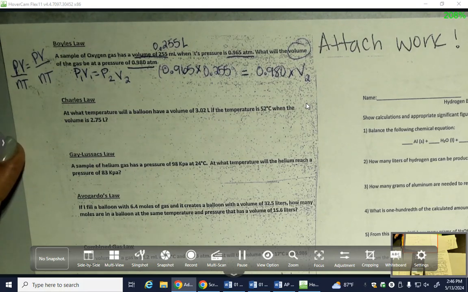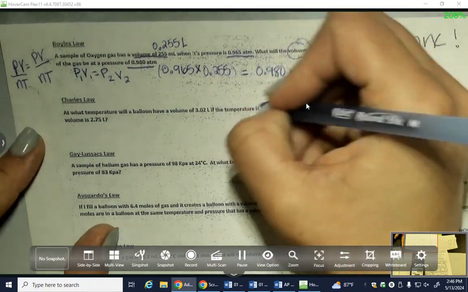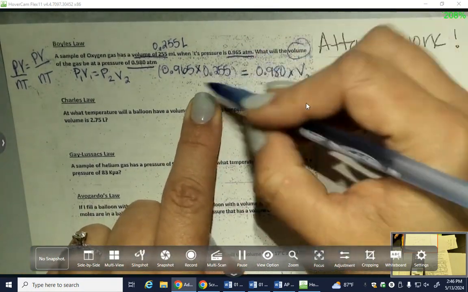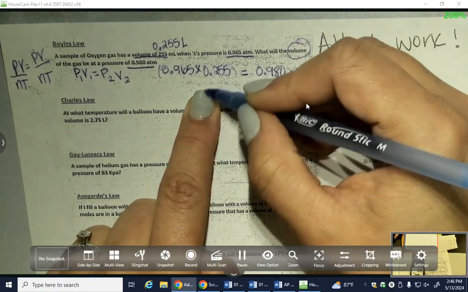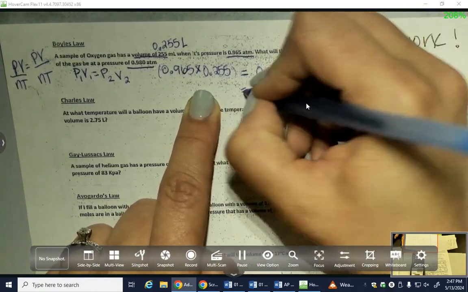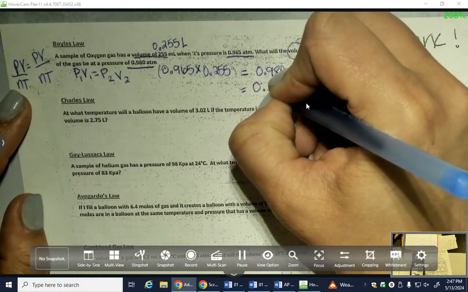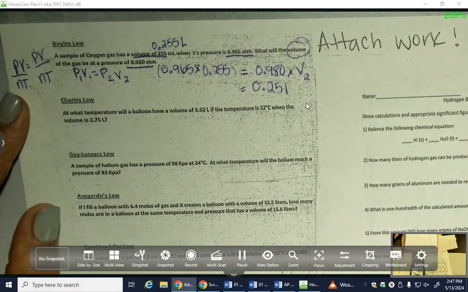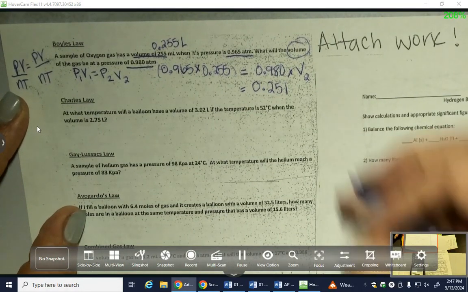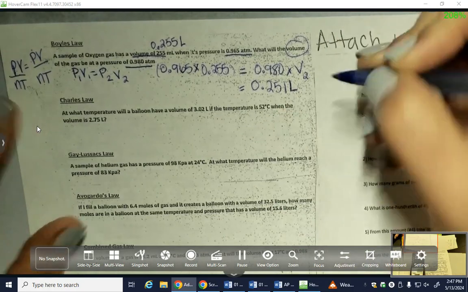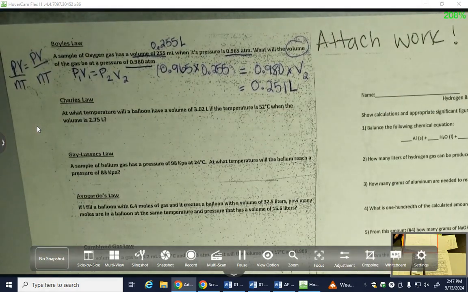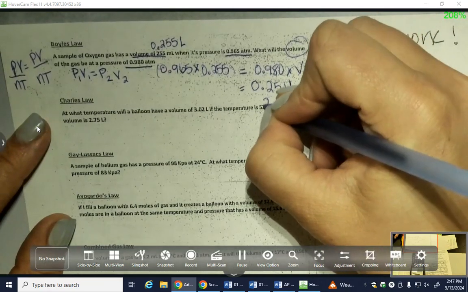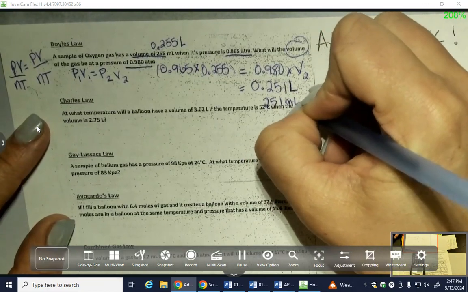0.251. Anybody else? Is that what you guys got? Okay, cool. Awesome. Yep. So we would have multiplied these, had it on our calculator, so you pushed equals, and then you divided by 0.980. You should be getting the answer of 0.251. And what's the units for that? Is it going to be liters or milliliters? That's in liters. If I wanted the answer in milliliters, how would you change it? Yeah, we're going to the right now, right? So that should be 251 milliliters, okay?